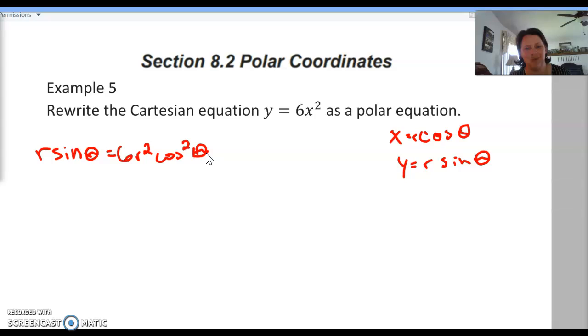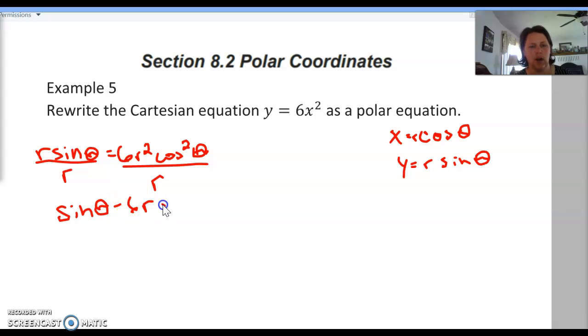Normally we don't like to divide by variables because we lose a solution, but these polar equations are cyclical, means they cycle through multiple times anyway. So we can go ahead and divide both sides by an r, and we won't lose any part of our equation. So now we have sine of theta is equal to 6r cosine squared theta.